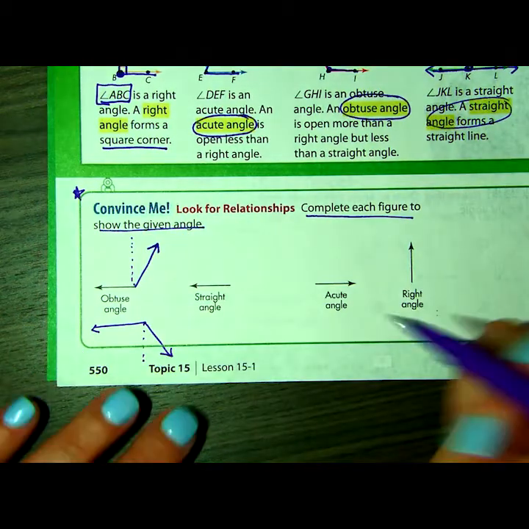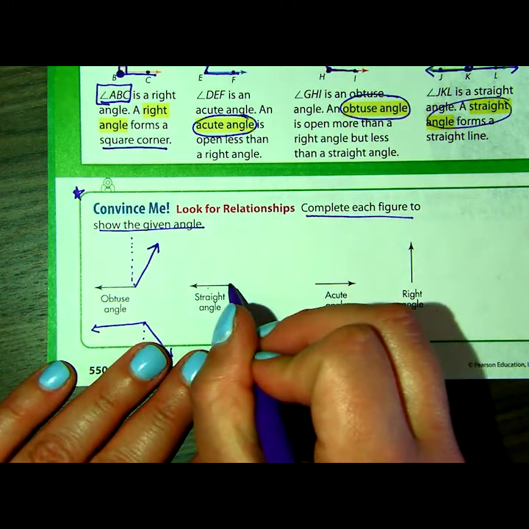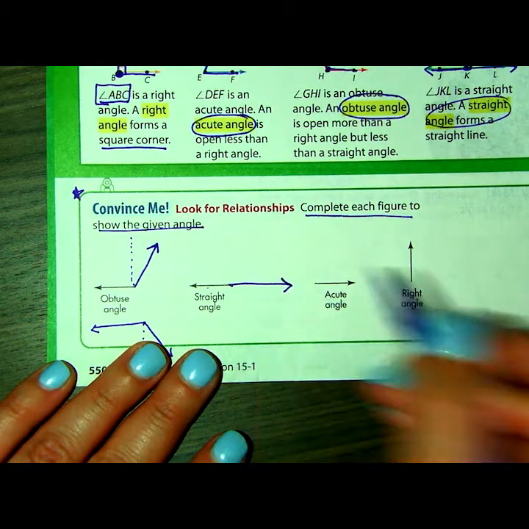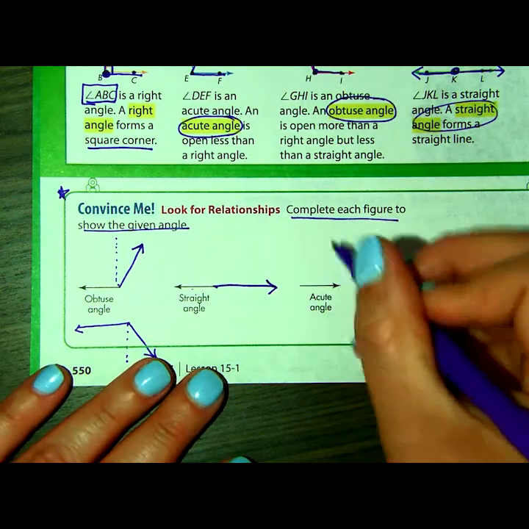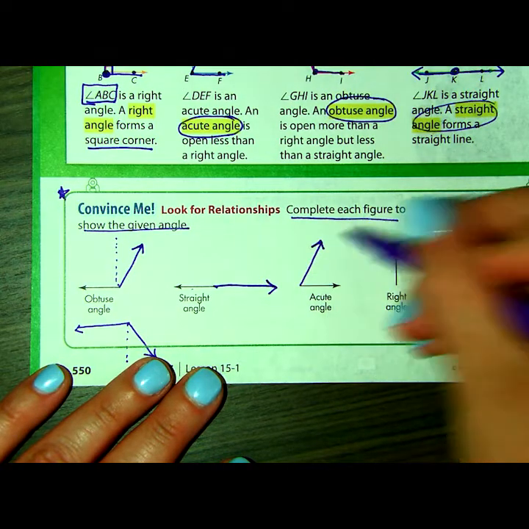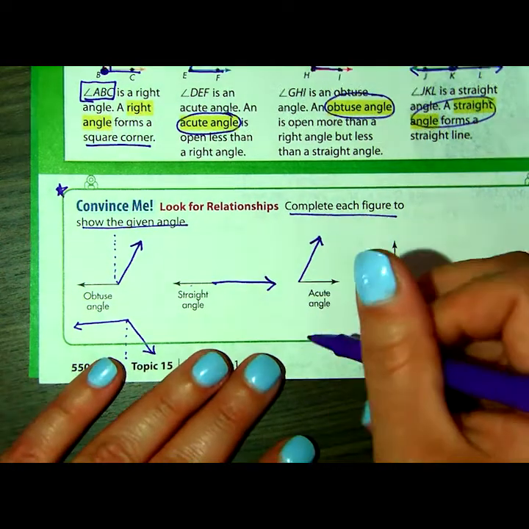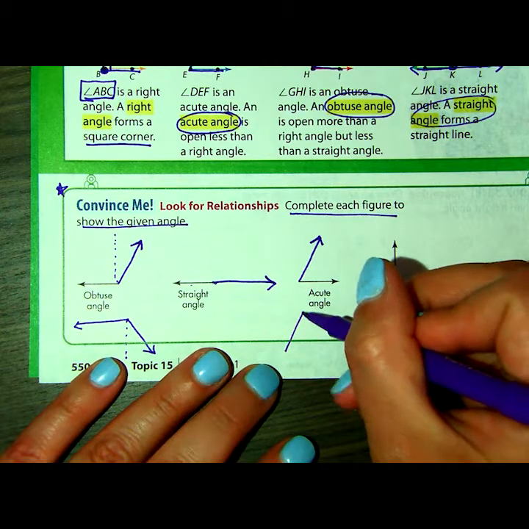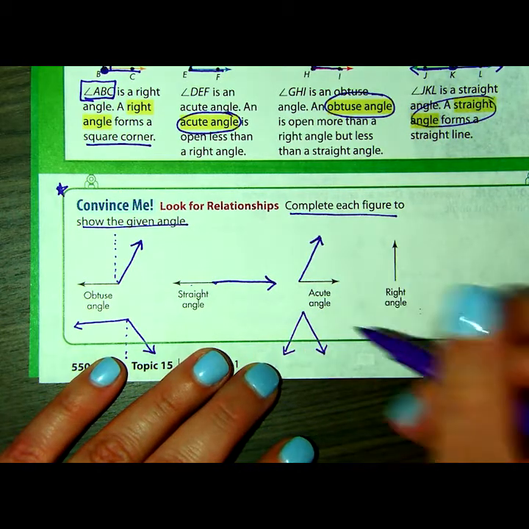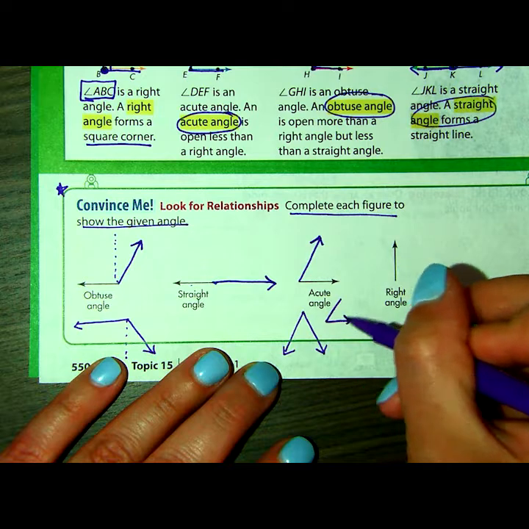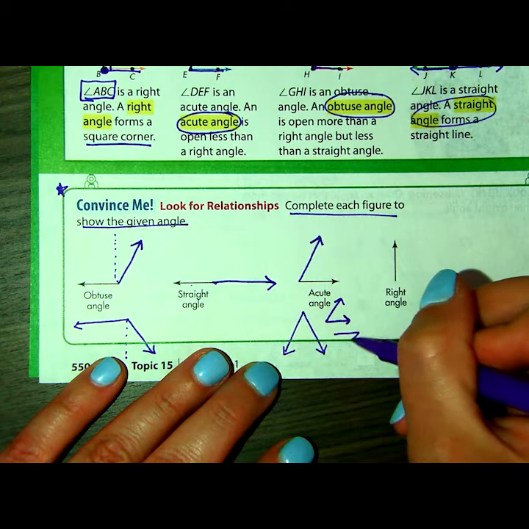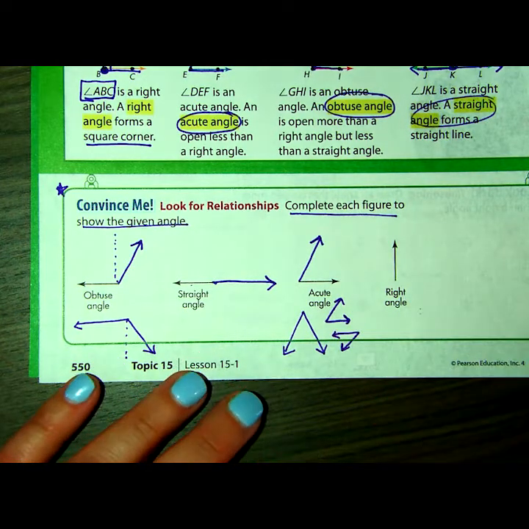A straight angle, the only way you can do this one is to keep on going in this direction. An acute angle, again, maybe it can look close to a 90-degree angle. And also, acute angles don't have to go just in one direction. They can go in many different directions. So, keeping in mind the same thing as the obtuse.